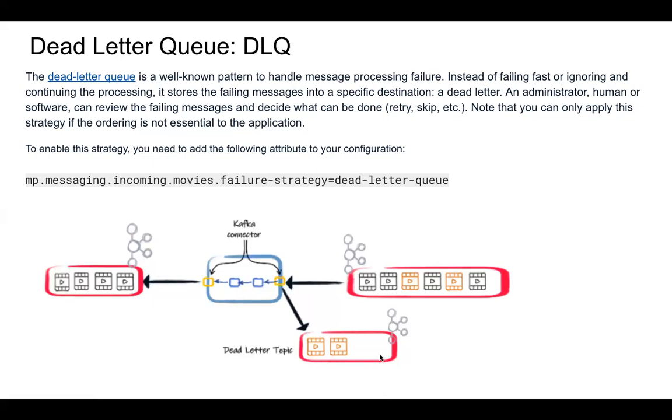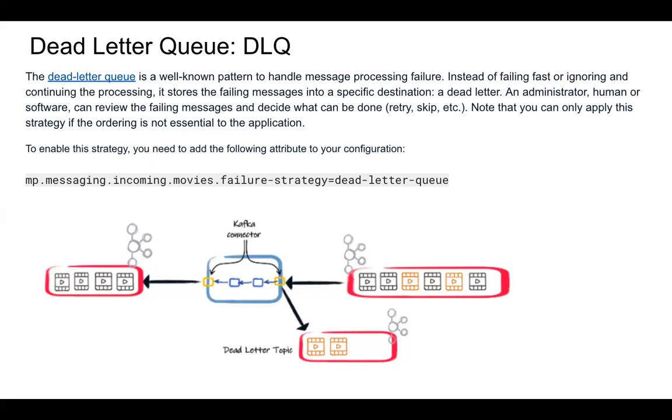Now, some other application or human being can monitor this and decide, based on your use case, what strategy to apply. How do you set the dead letter queue failure strategies? Again, in your application properties file, application YAML file, or any configuration file that you're using for Kafka, this is what you're going to set. Okay, so this is failure.